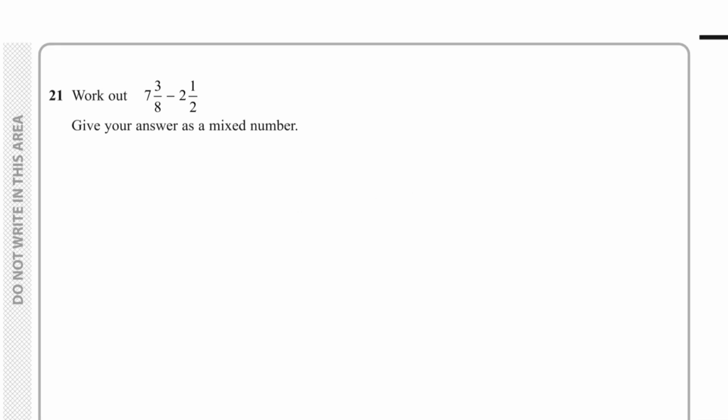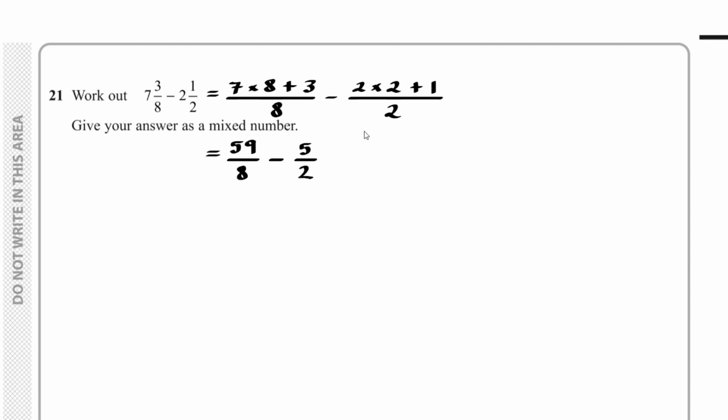Question number 21, we've got 7 and 3/8 subtract 2 and 1/2. We have to work this out as a mixed number. We need to begin by converting this into a top-heavy fraction. So we've got the 7 multiplied by the 8 plus the 3, and then we divide that by 8, and then we subtract the 2 multiplied by the 2, we add the 1, and then we divide by 2. So 7 times 8 plus 3 over 8, that's 59 over 8, and then 2 times 2 plus 1 over 2, that's 5 over 2.